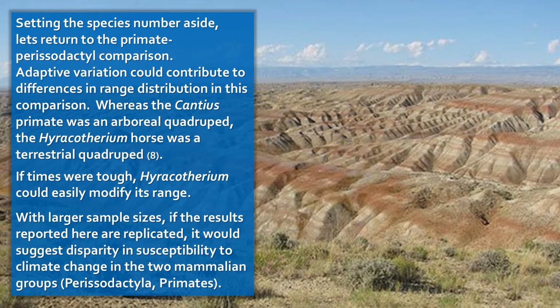Setting the species number aside, let's return to the primate parasodactyl comparison. Adaptive variation could contribute to differences in range distribution in this comparison. Whereas the Canius primate was an arboreal quadruped, the Herecotherium horse was a terrestrial quadruped. If times are tough, Herecotherium could easily modify its range. With larger sample sizes, if the results reported here are replicated, it would suggest disparity in susceptibility to climate change in the 2 mammalian groups.